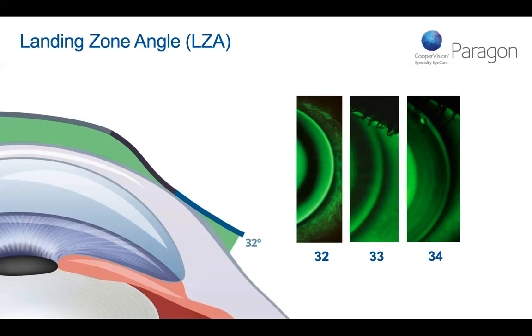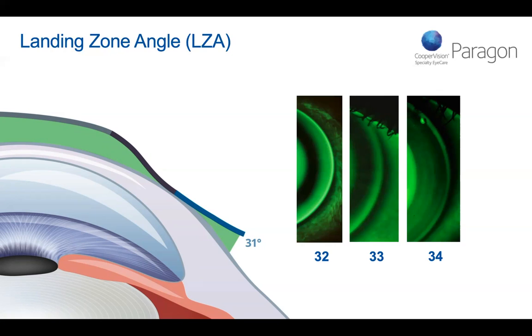Conversely, if the tangent point of a cornea is too close to the landing lens edge, there is no tear movement under the lens as it's too tight and will not move on the cornea. There will be problems with the lens adhering to the eye when the patient awakens and potential complications of SPK and staining around the lens edge. This is as in the example of the 34 landing zone angle.